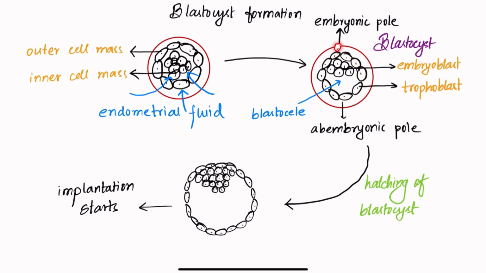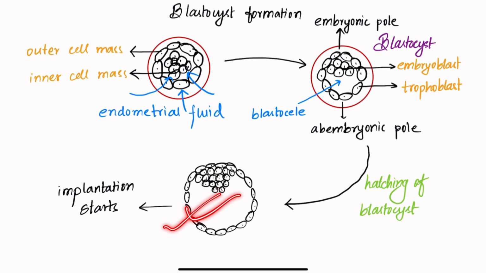The pole of the blastocyst towards the embryoblast is the embryonic pole, and the pole opposite to the embryonic pole is the abembryonic pole. This whole structure right here is called the blastocyst. And the blastocyst, as you can see, is still present inside zona pellucida. However, the zona pellucida slowly ruptures and degenerates, and the blastocyst comes out of the zona pellucida, and this is called hatching of blastocyst. Basically, blastocyst hatches out of the outer zona pellucida membrane.